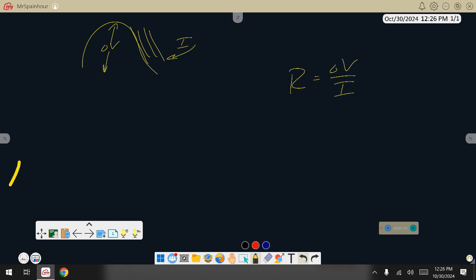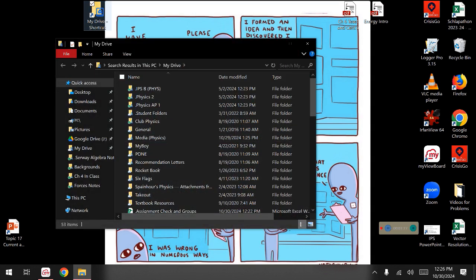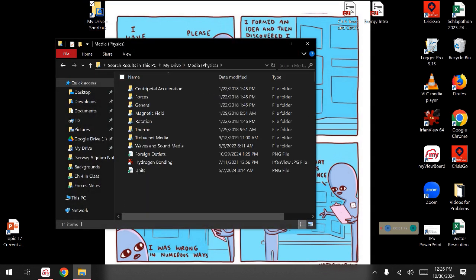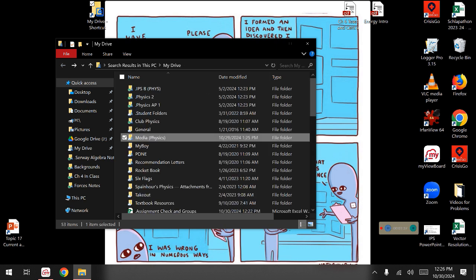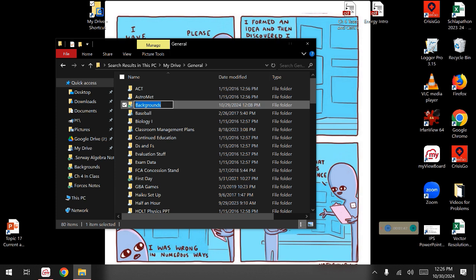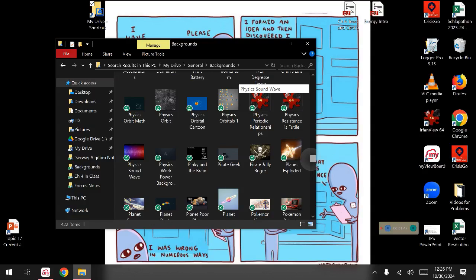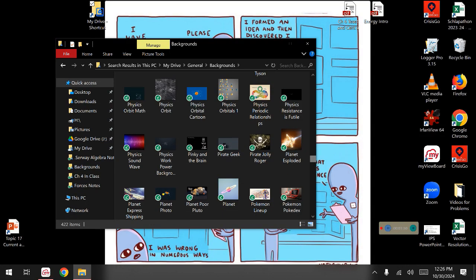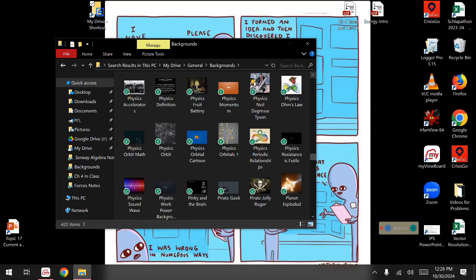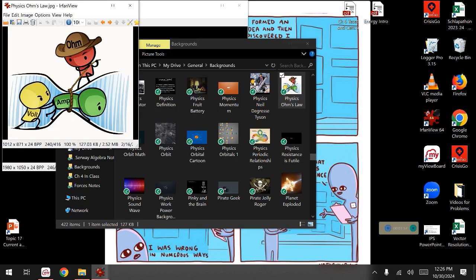Okay, so one of the best pictorial demonstrations of this is, where's media? Media, circuits. Where are you at, circuits? Are you not on here? Where did I put you? I might have put you in backgrounds. Hold on. General. Backgrounds. Go to physics. Where's that? It's got to be here. Oh, it's here. There you go.